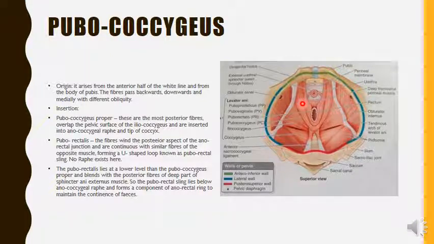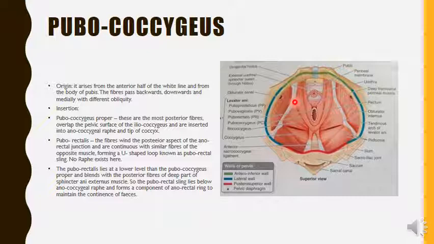And so it is arising from the anterior half of the white line and also from the body of the pubis. This area is the body of the pubis. So few of the fibers are taking origin from the body of the pubis and few are taking origin from the anterior half of the white line or tendinous arch. White line of pelvic fascia, also called as tendinous arch. So from the anterior half, pubococcygeus is taking origin.